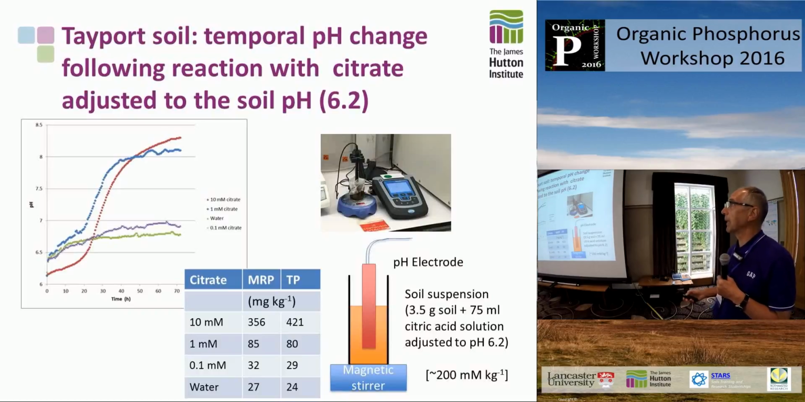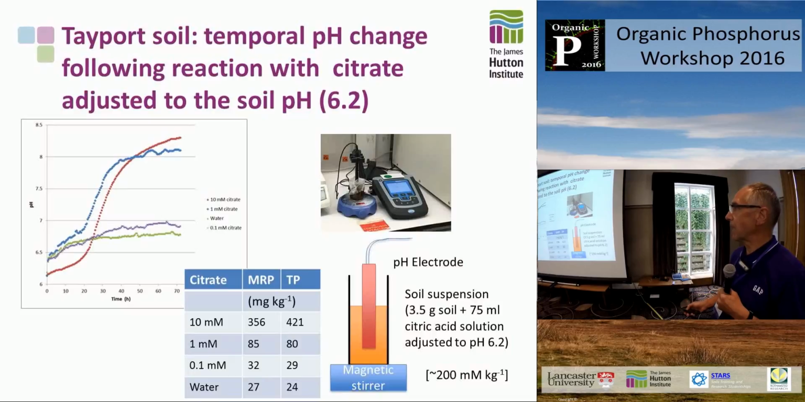And what I suppose we're thinking here is that because we adjusted the pH of the citric acid with sodium hydroxide, possibly the citric acid is just decomposing and effectively leaving sodium hydroxide. So a complicated kind of system. These are the concentrations of molybdate reactive phosphorus and total phosphate in the Tayport soil at the end of the experiment.